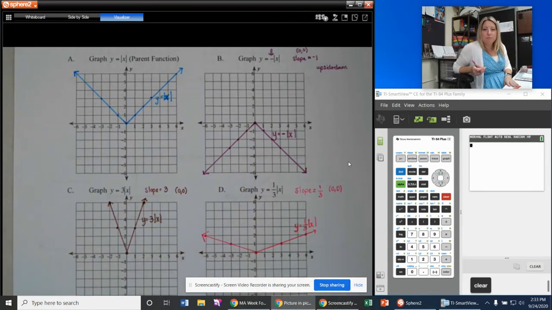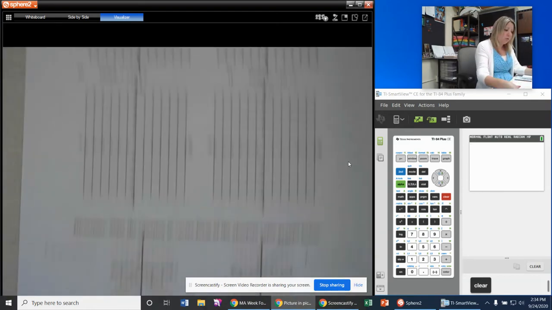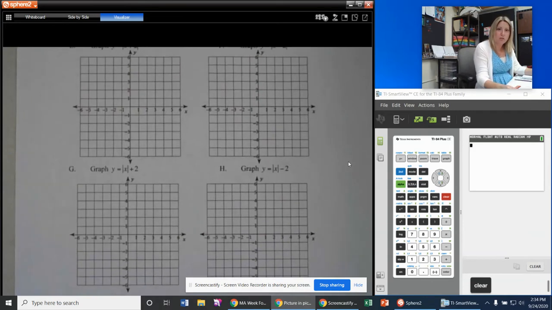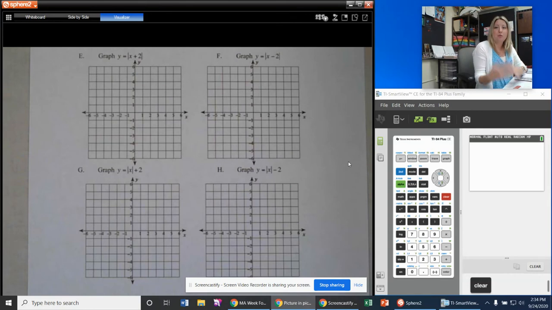Just like that. Okay, so look at the changes that we're looking at today. So far, we've only changed any slopes. We haven't even changed any vertexes yet. They've all been 0, 0 so far. So we've just been changing that number in front of the absolute value bars. So let's now do some more changes, maybe around the absolute value bars. So now we're going to start changing some vertexes. So let's take a peek.